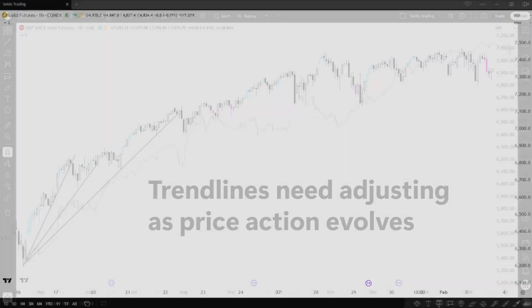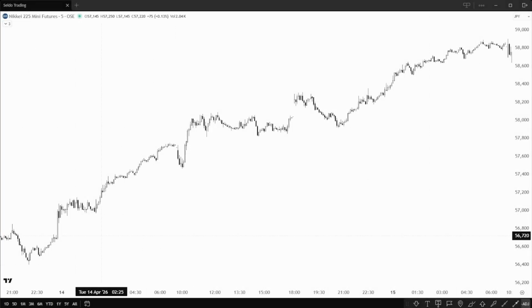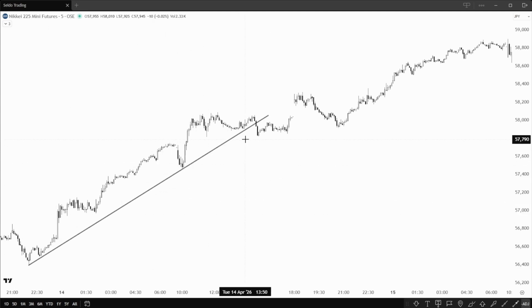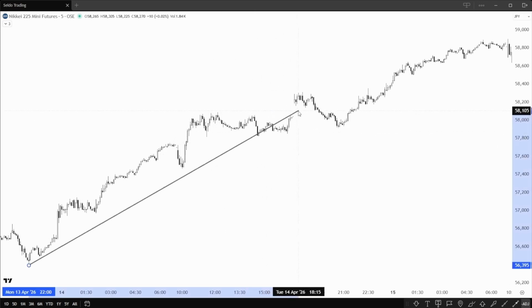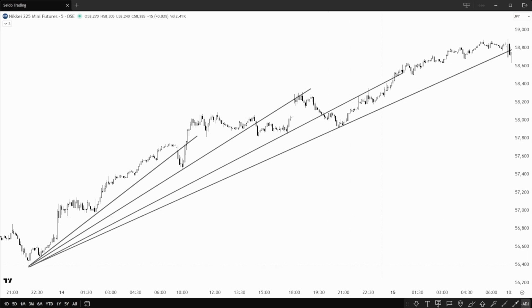So what do I mean by that? This is a bull trend on the Nikkei. If we were to draw a trend line like this, we've clearly got a break of trend here. This would become the new trend line. Once again, price breaks the trend line. We need to draw it again. What you end up with is something that looks like this.